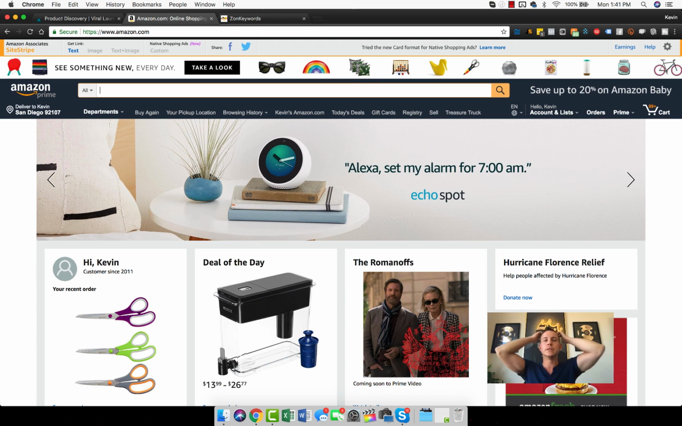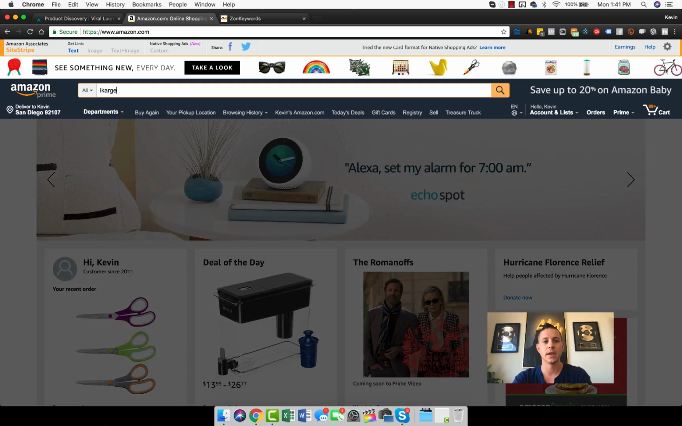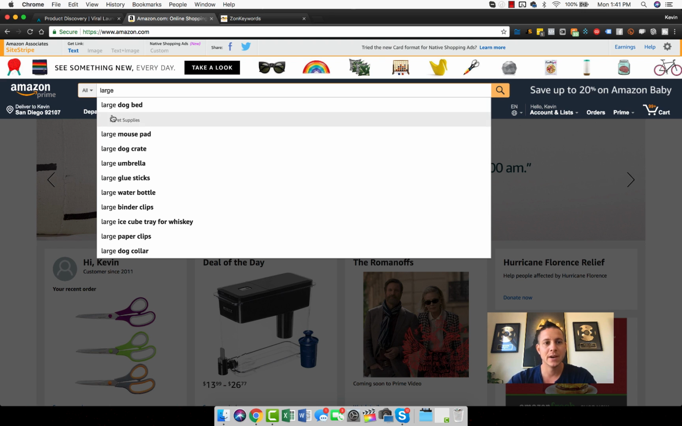But what I can also do is type in describer words. What I mean by that is I could type in large, for example. And now I see dog bed, mouse pad, dog crate, umbrella, glue sticks. I would never in a million years think to sell a large umbrella or large glue sticks, right? Or large ice cube tray for whiskey. And so what I would do is I would type in large. I would type in mini, right?